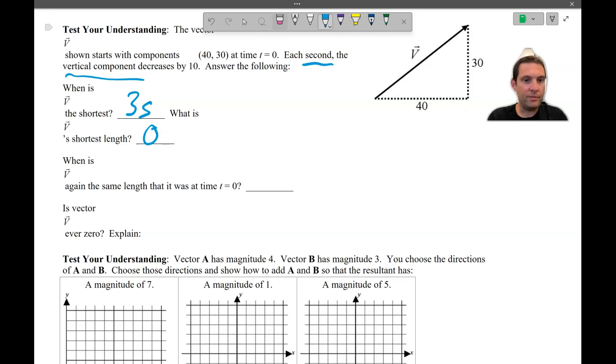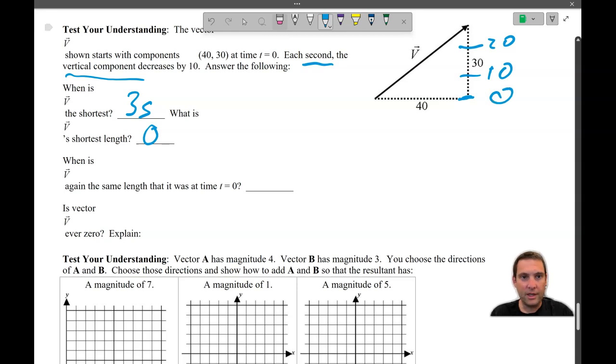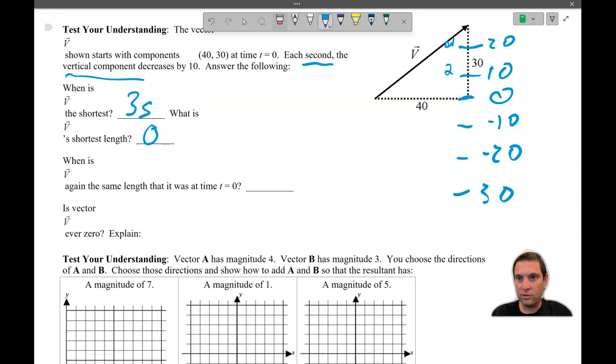When is V the same length that it was at time t equals 0? So after 1 second, we're at 20. After 2 seconds, we're at 10. After 3 seconds, we're at 0. And we can just continue flipping. So here we're at negative 10, negative 20, and negative 30. So if this was 0, 0 was 30. This is 1 second, 2 seconds, 3 seconds, 4 seconds, 5 seconds, 6 seconds. Is vector, yes, at 3 seconds.